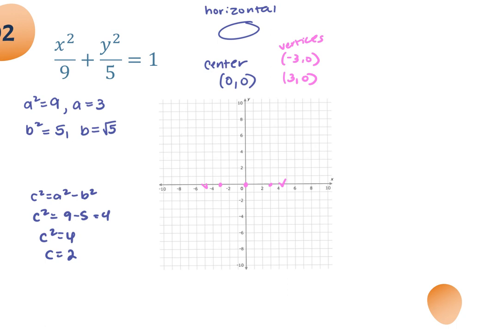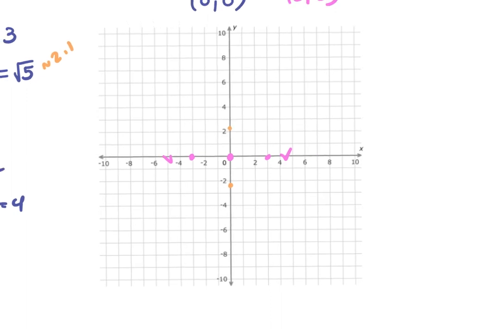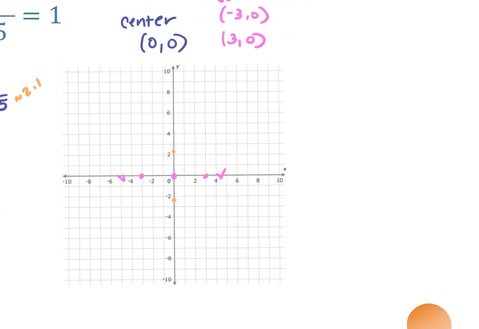So we're going to go up and down square root 5. What perfect square is 5 closest to? 4, which would mean it's a little bit bigger than 2, right? So we're going to approximate this, even if it was 2.1. It doesn't matter. It's just a little bit bigger. So we're going to go up around 2.1. And that's my co-vertices.